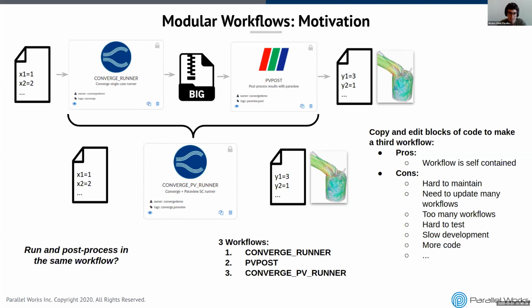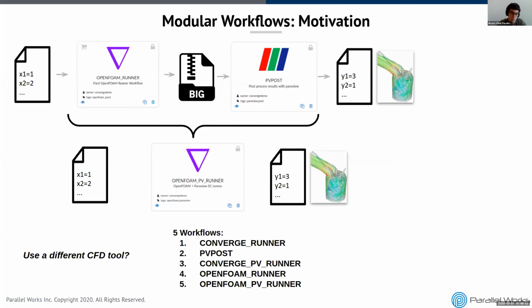So the advantage of doing this is that the workflow is self-contained, but the disadvantages are many. Basically, it's hard to maintain. You end up having too many workflows. If something changes in the converts runner, you have to propagate the change to the converts Paraview runner, and copying and editing blocks of code is not that fast. Also, what if you want to use a different tool? So instead of converts, you want to use OpenFOAM, which you can also post-process with the same PV post workflow. You will end up with yet another workflow, in this case, the OpenFOAM PV runner workflow.